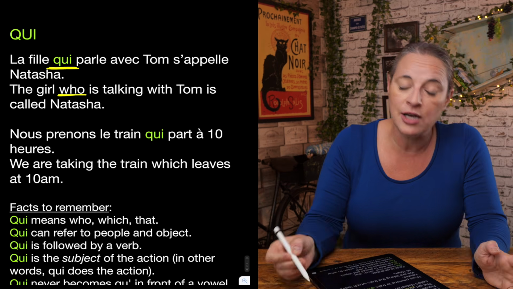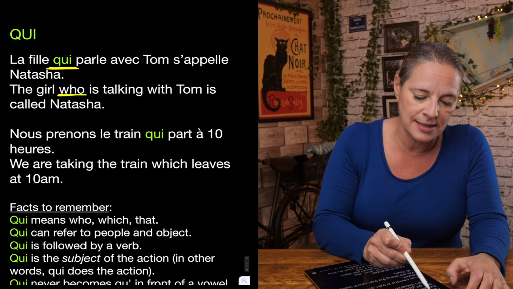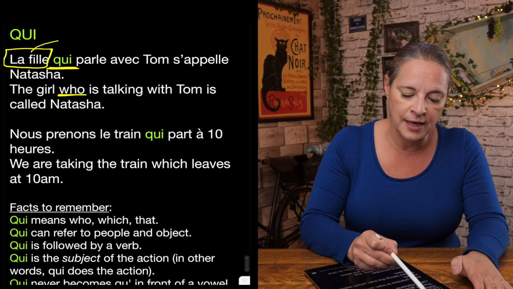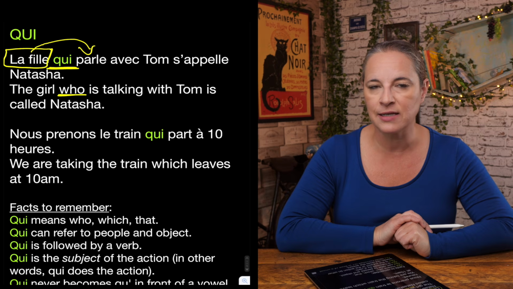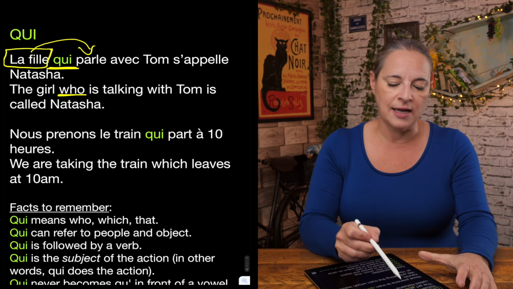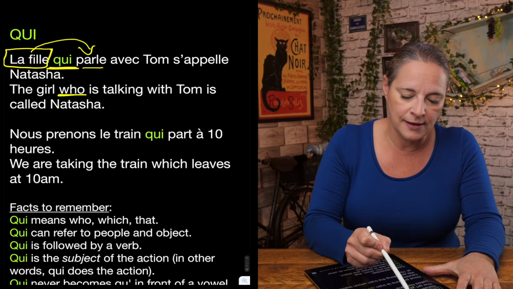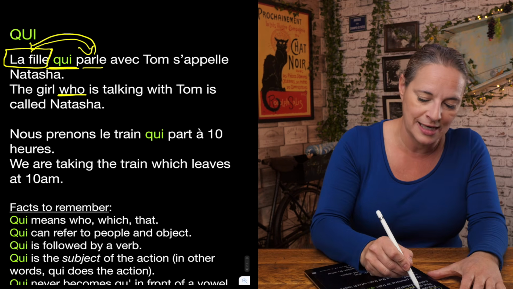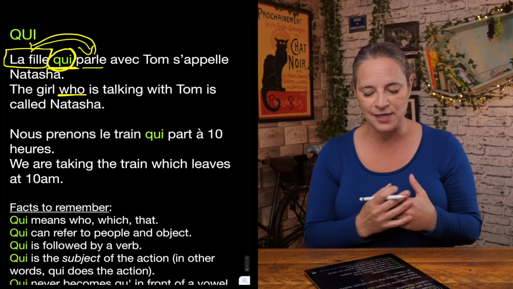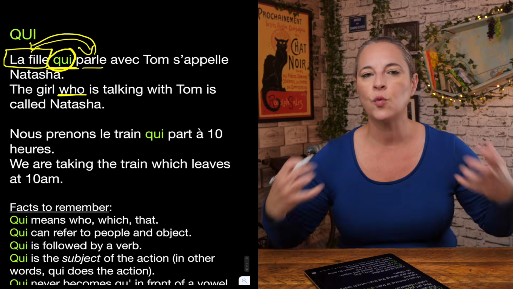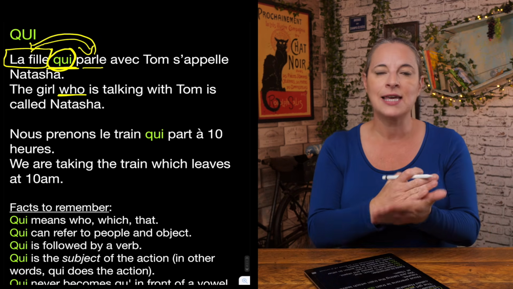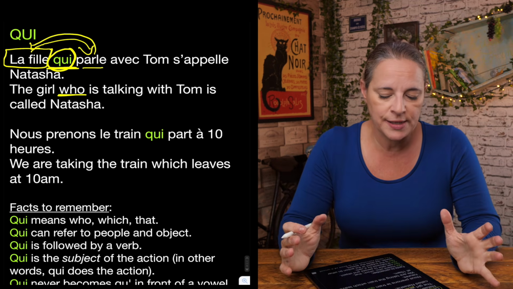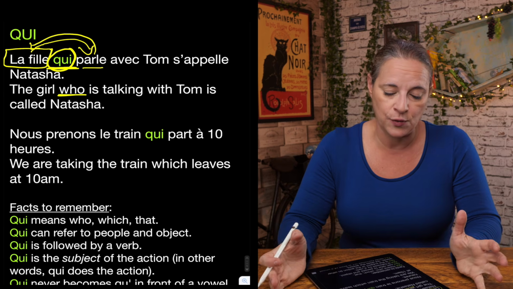So who does the action in that sentence? It is la fille. So miss out the qui. So la fille parle avec Tom. And the fact that this verb is directly linked to this subject means that we have to use qui in the middle if we wanted, obviously, to use the relative pronouns as who, which, or that. La fille qui parle avec Tom s'appelle Natacha. The girl who is talking with Tom is called Natasha.